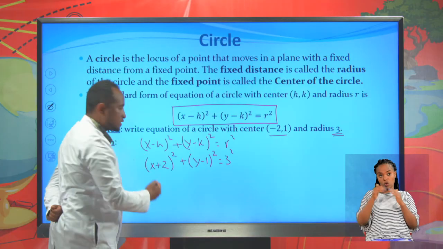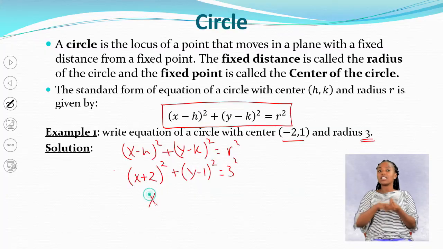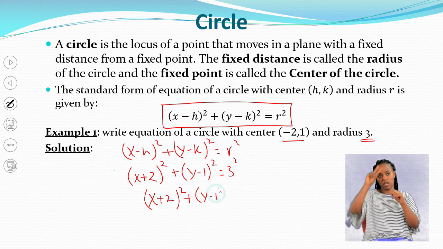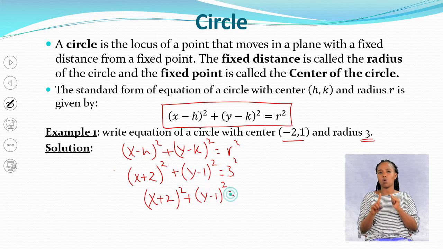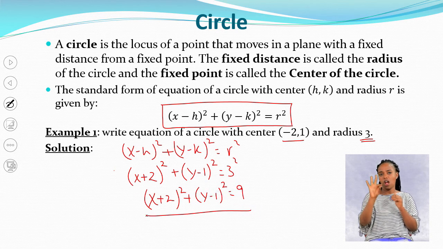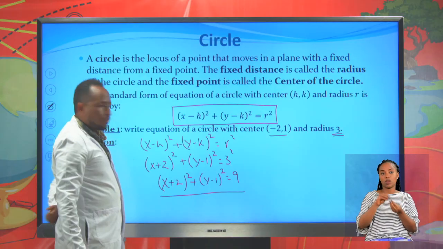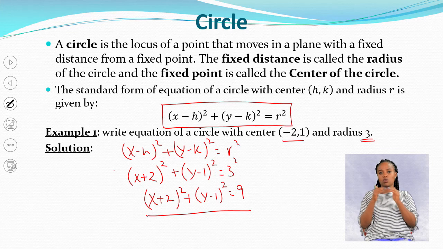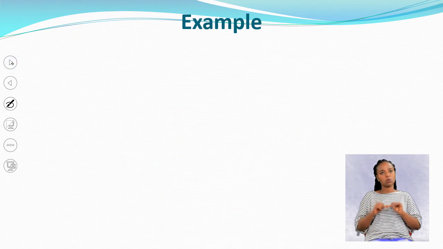Therefore, the equation of the circle with center minus 2, 1 and radius 3 is given by (x plus 2) the whole squared plus (y minus 1) the whole squared is equal to 9. That's it. Now, let's continue to the other example.